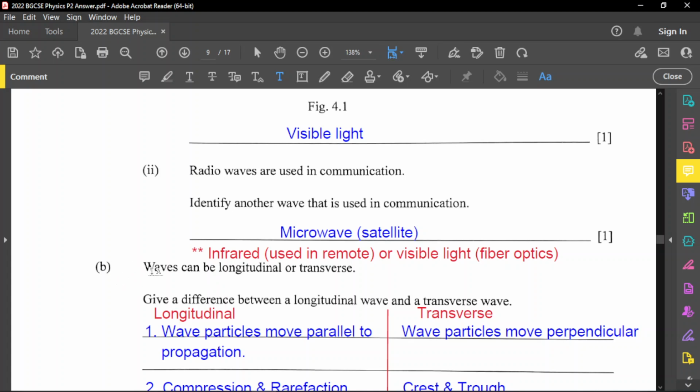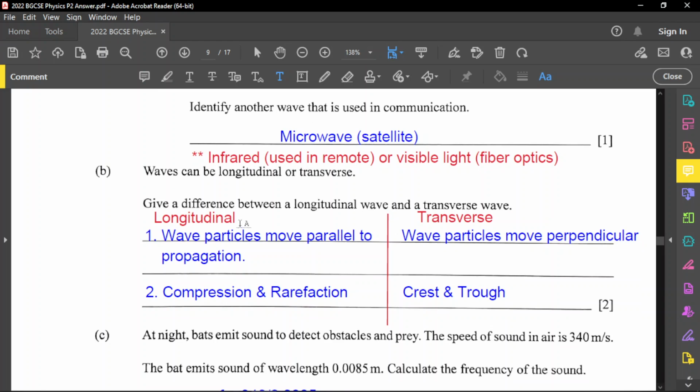All right, so for part B, wave can be longitudinal or transverse, right? It's a given difference between longitudinal wave and transverse wave. And so the two major differences between these two is that in longitudinal waves, the wave particles move parallel to the propagation, while in transverse wave, the particles move perpendicular to the propagation. All right, and that's why you notice that in transverse wave, you see the wave going up and down across undisturbed position. And in longitudinal wave, what we have is compression and rarefaction. And for transverse wave, we have crest and trough instead.